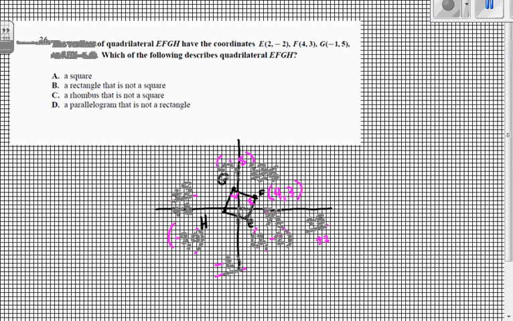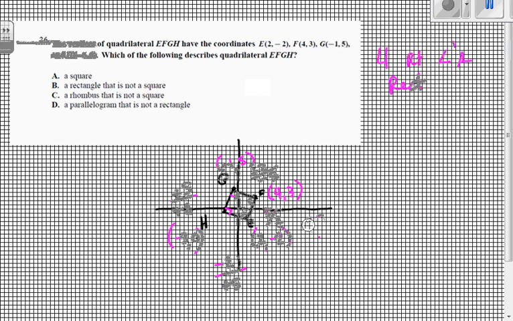So you do know you have 4 right angles. That does not make it a square. That makes it a rectangle. What makes it a square is, in combination with that, you also have 4 congruent sides. And so that's where I'm going next.